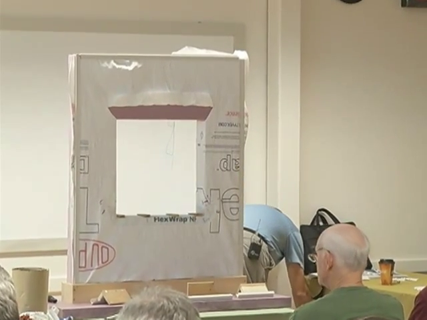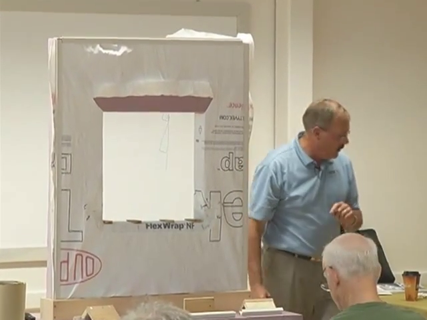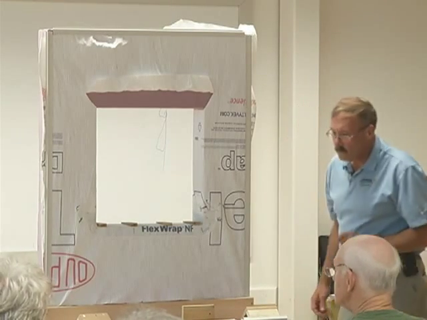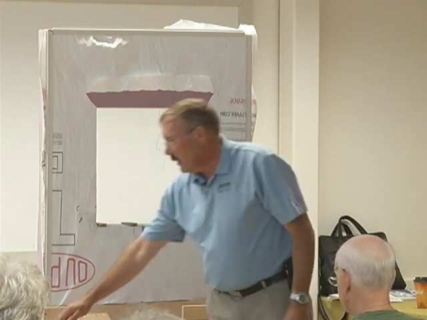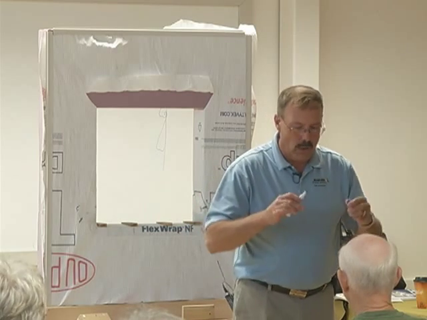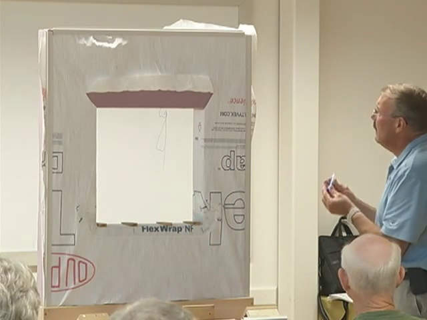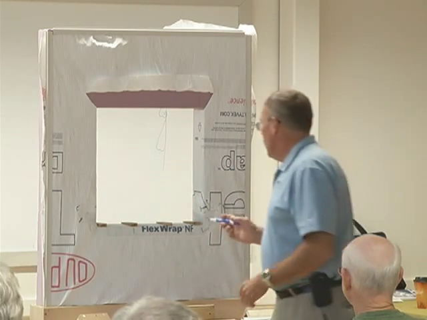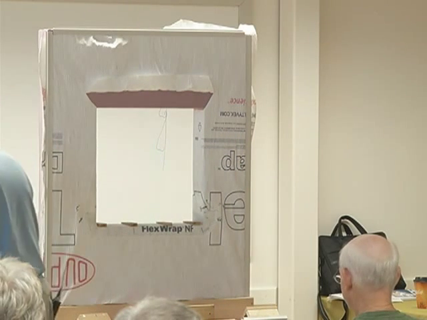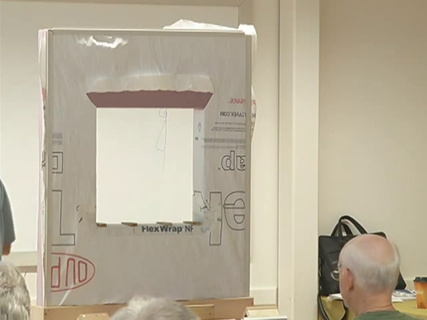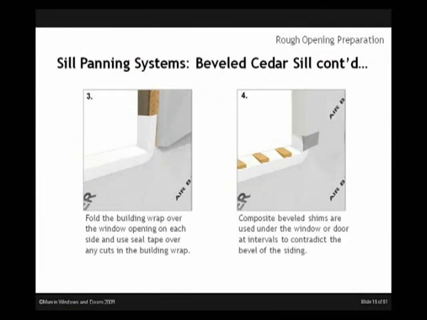Now, we're going to put the window in place, but the first thing we're going to do is we're going to caulk behind where the nail fins go. And we're going to use our special blue caulking to do that. We want to caulk behind here. I'm going to switch slides because we've done the contradicting shims, as you see there.